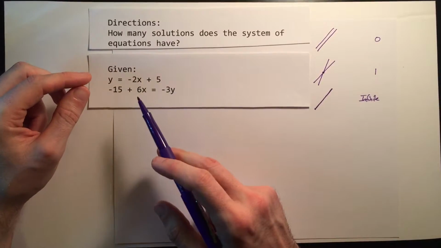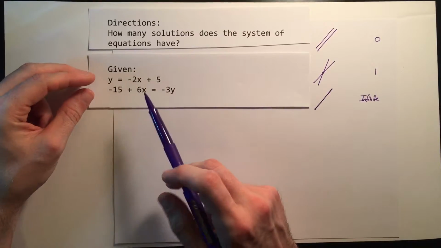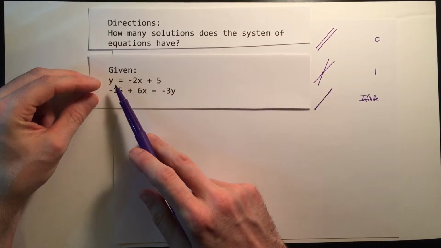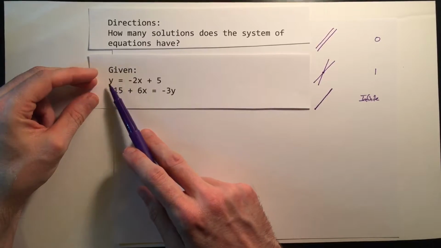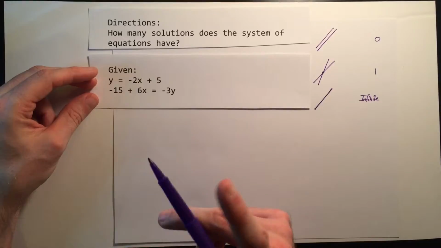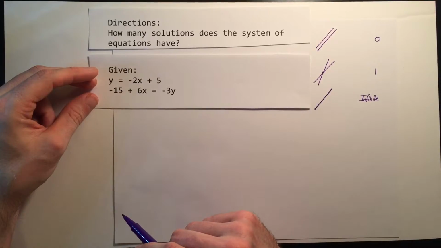Substitution is another method that you can use. And that works best when a variable, like this y here, is all by itself on one side of the equal sign. So on the left side of that equal sign, it's just a y. So that's a good time to think about using substitution.